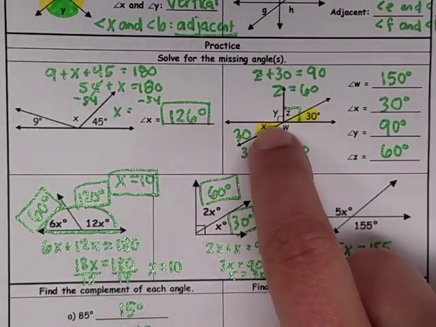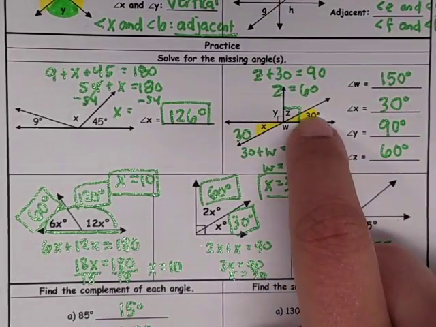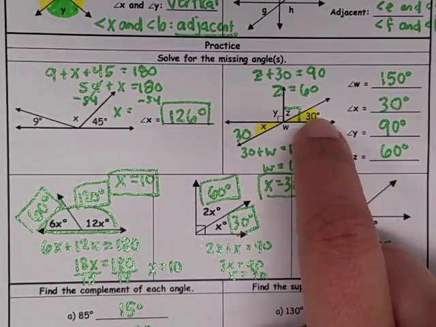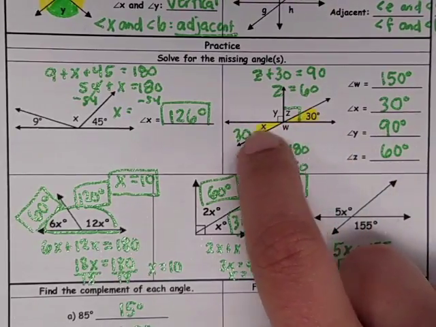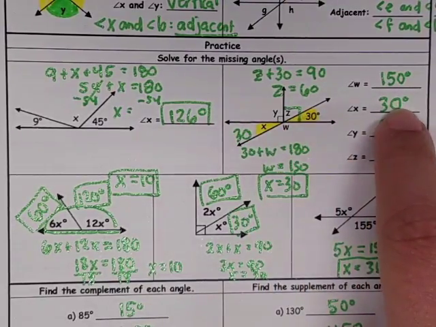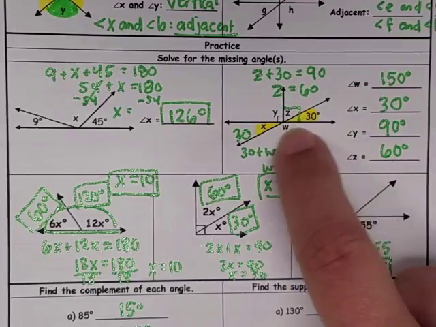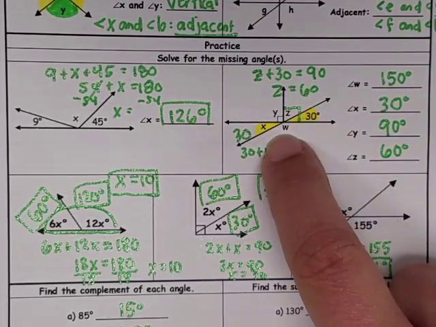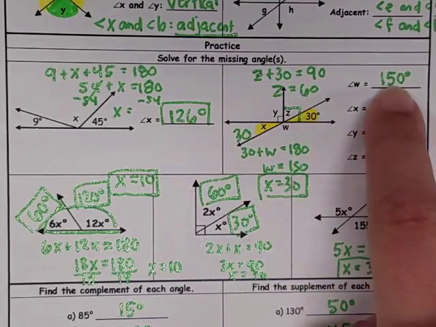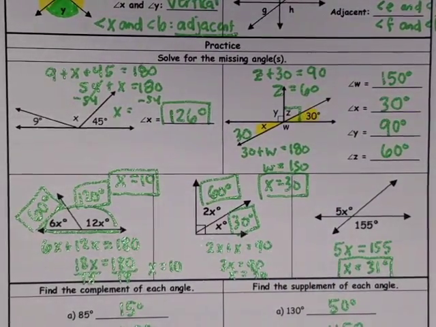And then X is vertical to this angle right here, which is why I colored them in. So if this is 30, then that's 30, so X is 30. And then W and this angle of 30 make 150 or make 180, so I knew that W had to be 150. So that's how I got W was 150.